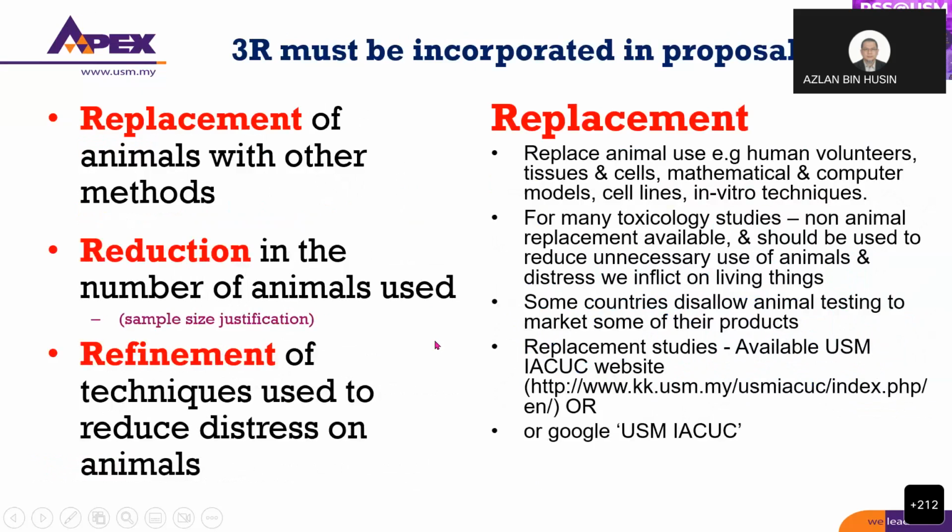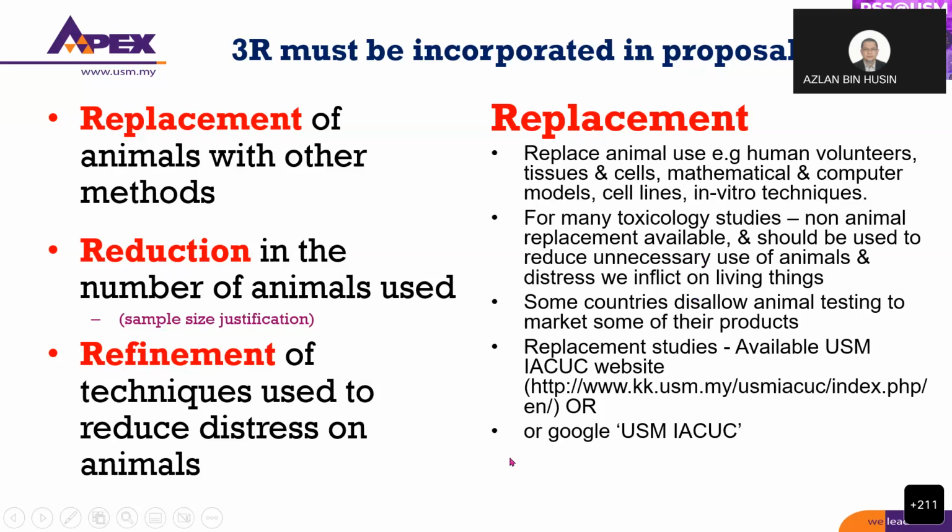Okay, the three principal elements to be incorporated in the proposal preparation for animal research are replacement, reduction, and refinement. Replacement means you replace animals using human volunteers, tissue, or cells. If you can find that, then why not use this alternative rather than that particular animal? Although there are some studies that cannot be replaced, then it should be done carefully, reducing unnecessary use of animals and the distress that we inflict on those animals.